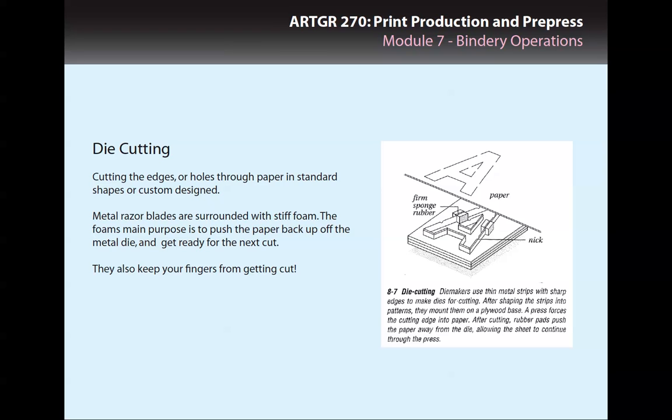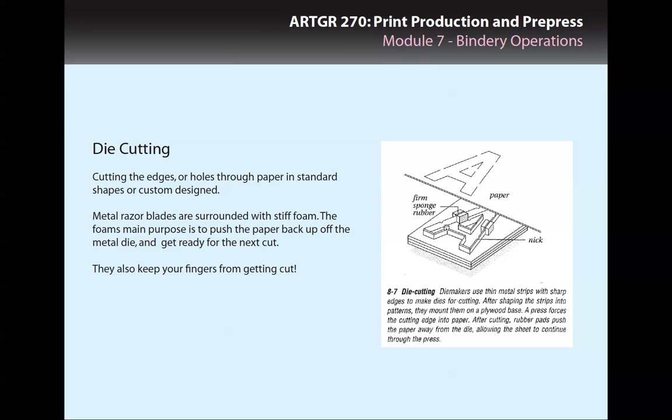So it's just a term. The die is the metal blade, and here we have a photo. This is the metal blade, and then along the blade are these foam rubber pieces. We saw this at Lithex also, if you recall. And the foam rubber pushes the paper back off the die after it's been stamped in there.